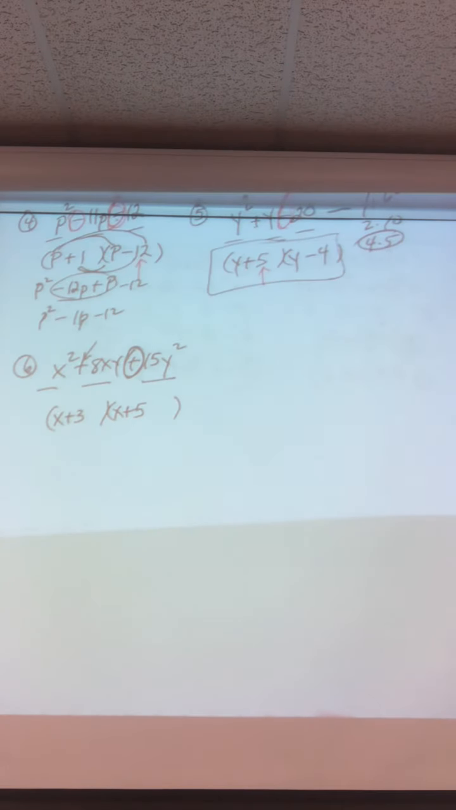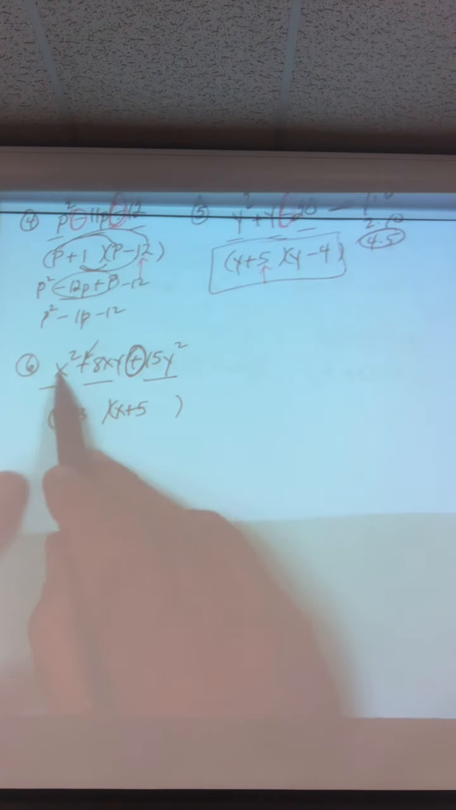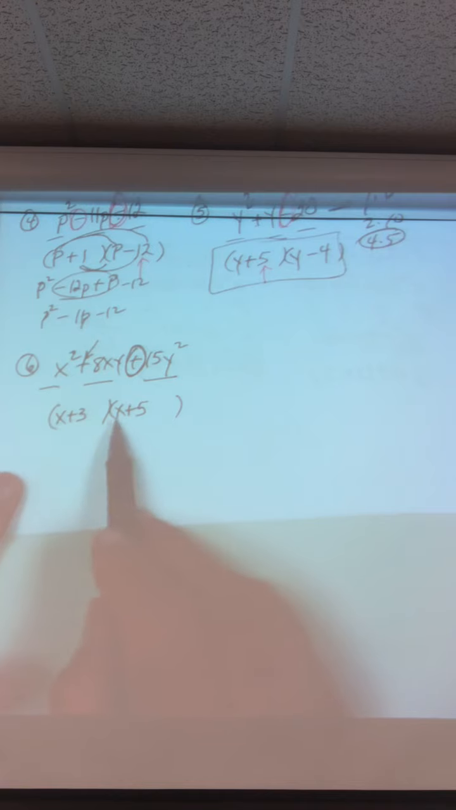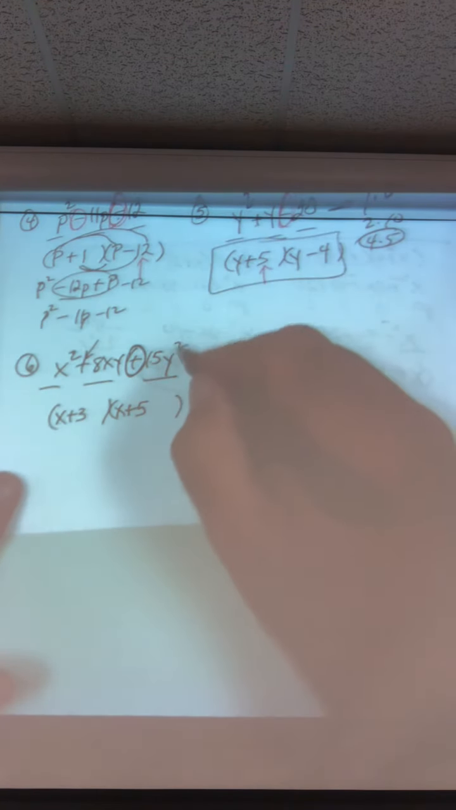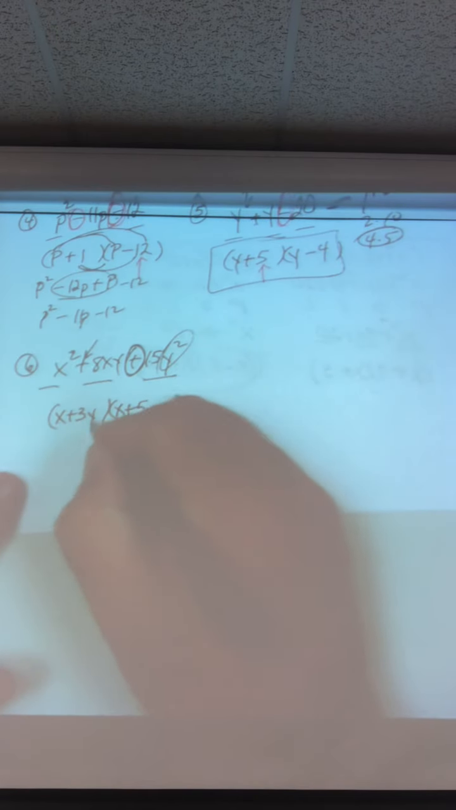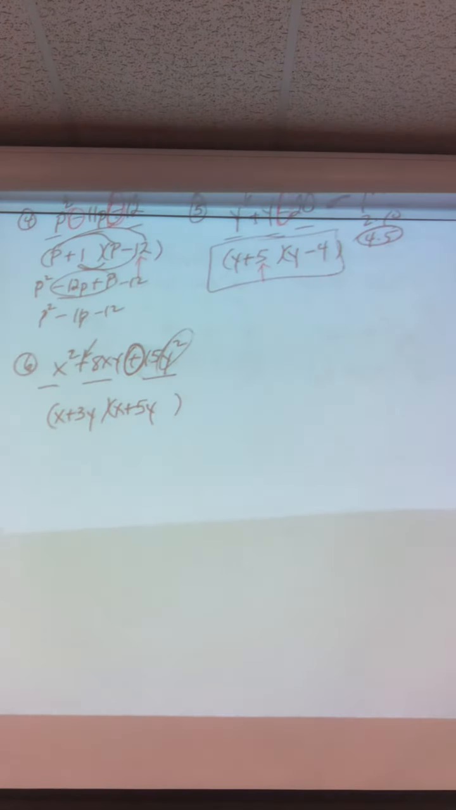Now, here's the only difference. When you break up this x squared, didn't it break up into x and x? Yes. So when you break up the 15y squared, you're going to break that up with a y and a y. So the only difference is you have to put a letter behind both of these numbers.